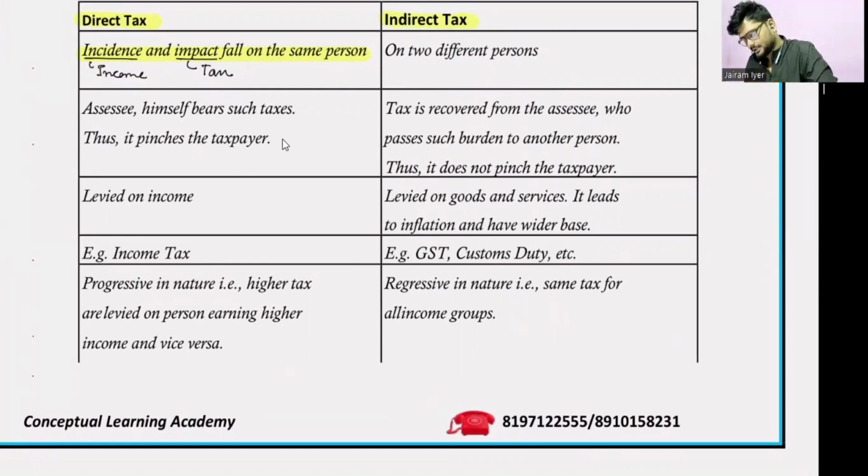Now, see, direct tax is progressive in nature. Higher taxes are levied on a person earning higher income and vice versa. Means the more you earn, the more you pay, and the less you earn, the less you pay. But indirect tax is regressive in nature, that is, the same tax in all income groups. For example, if Ambani is buying a biscuit for 5 rupees, he is paying the same tax, and if a rickshawala is buying the biscuit, he is also going to pay the same amount of tax.